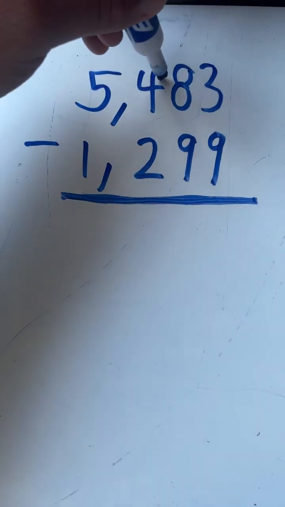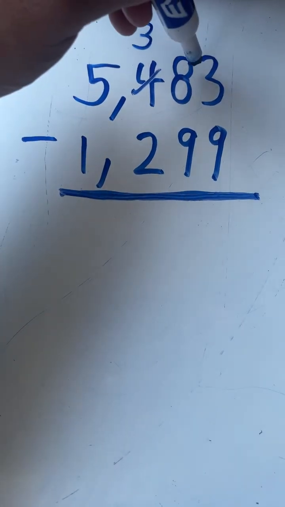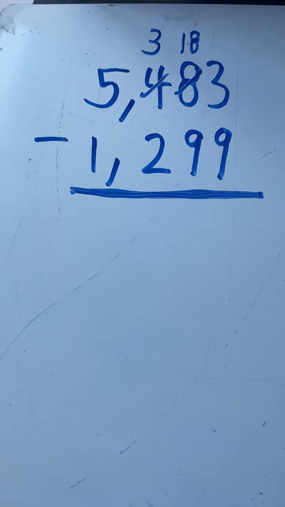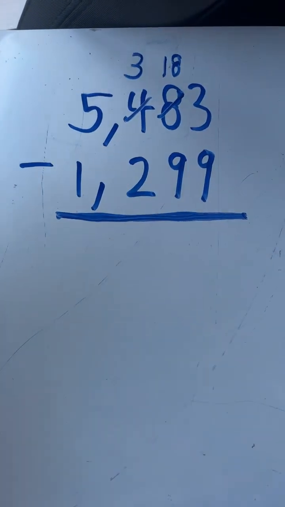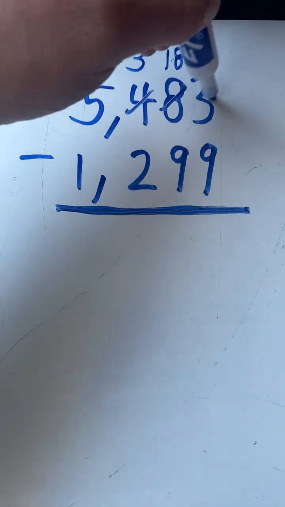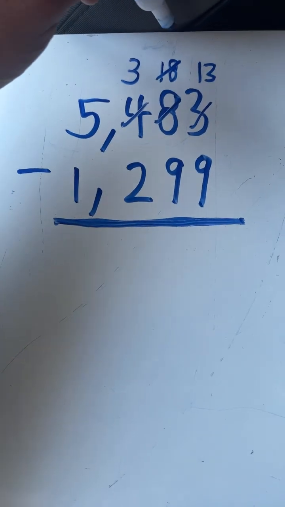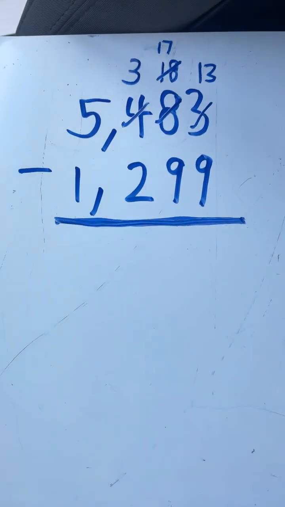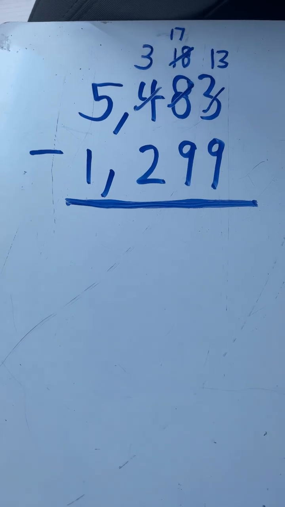So I am going to take a 10 from the hundreds place. I'm going to add that to the tens place. The 8 is going to become an 18. The 4 is going to become a 3. Then I have to go to the ones place. I'm going to take a 10 from the tens place, so the 3 is going to become a 13. And the 18 is going to be subtracted. Take away 1, it's going to be a 17. So it's add 10, take away 1.